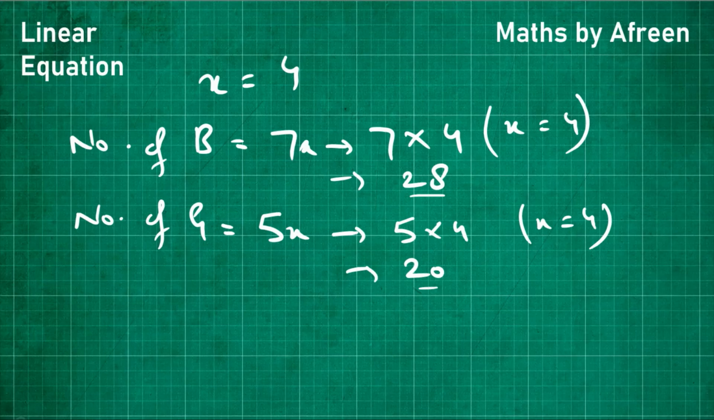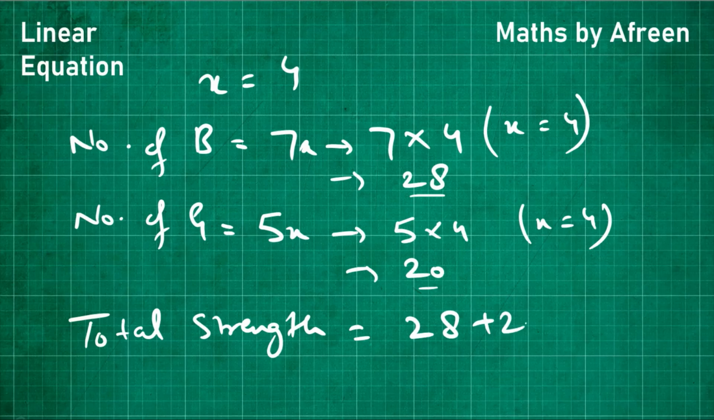So now we have to find the total strength. For finding the total strength, we will add the number of girls and boys. 28 plus 20 will give you 48. So here we got our answer. Total strength will be equal to 48.